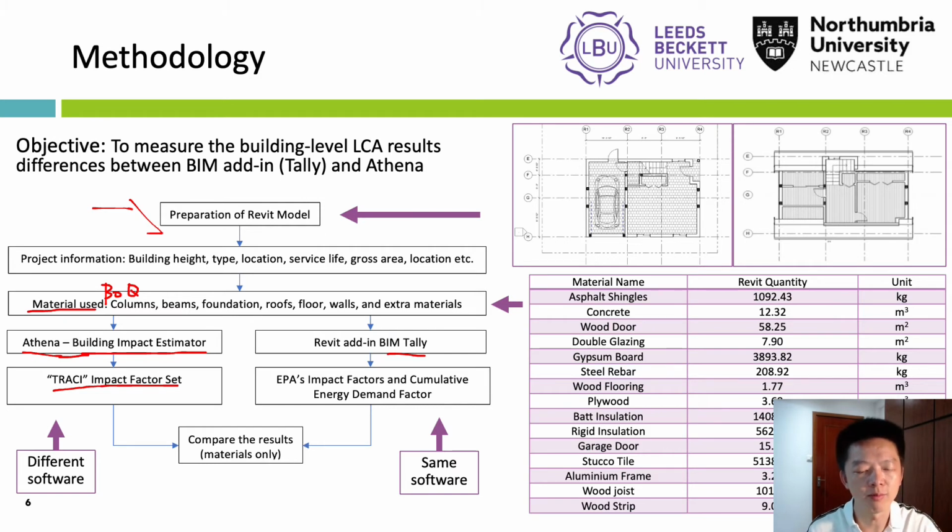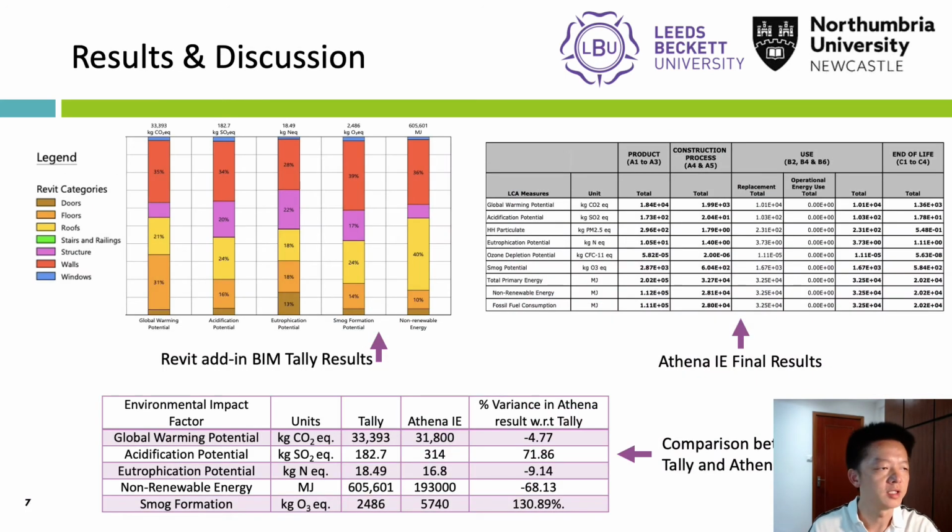As you can see, even before we get the results, they have different methods to calculate the results. You can see they have different software for Athena, and the same software for BIM Tally. And after we conduct that, we do a comparative analysis. On the right part here is basically the material produced from the BIM software. You can see here these are the results.